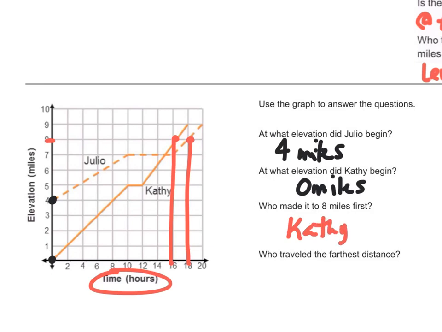But who traveled the furthest distance? What we know, look at where Kathy starts. Kathy starts at 0, ends at 9. So Kathy did 9 miles. Those are y values I'm looking at. And then Julio starts at 4 and ends at 9. Julio traveled 5 miles. So Kathy is the one.